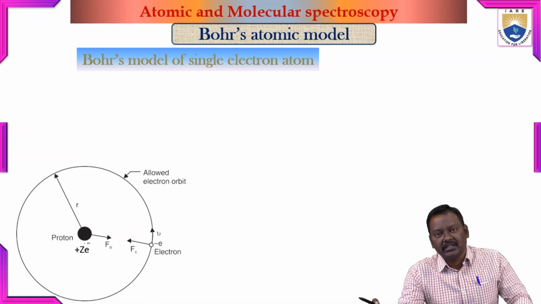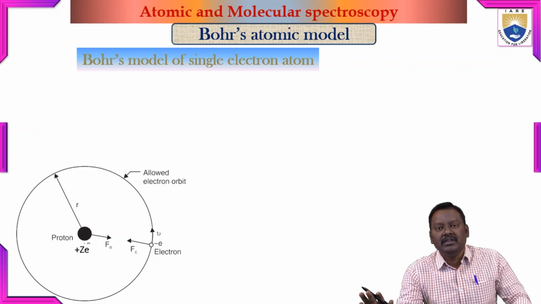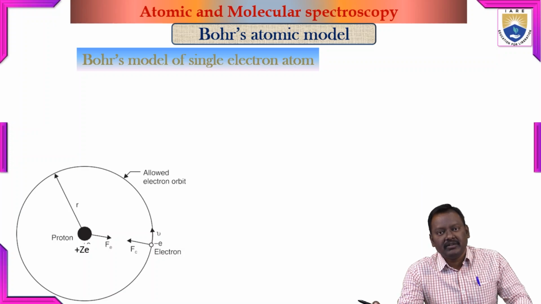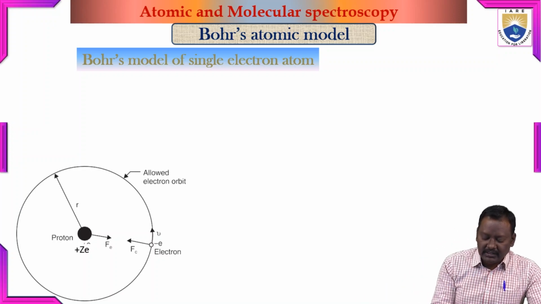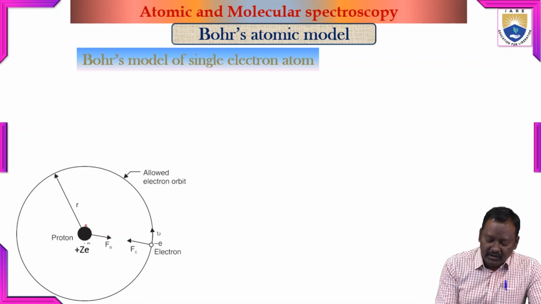Any atom, we can discuss any atom, but there must be only a single electron. That means ionized atoms, any ionized atoms except hydrogen. In case of hydrogen, there would be only one proton and only one electron. So let us consider a single electron atom. For example, the atomic number of the atom is Z. So the nucleus charge would be plus Ze.